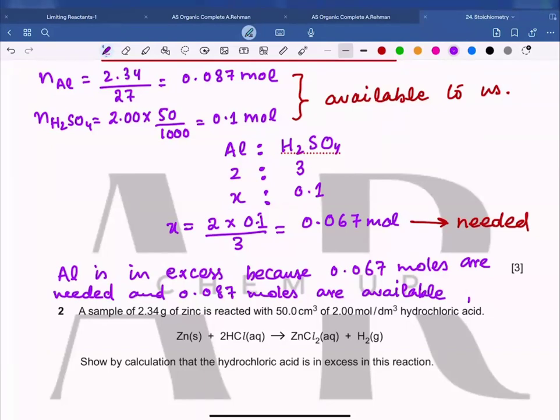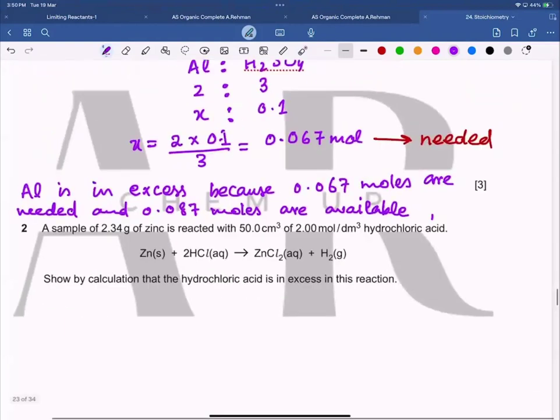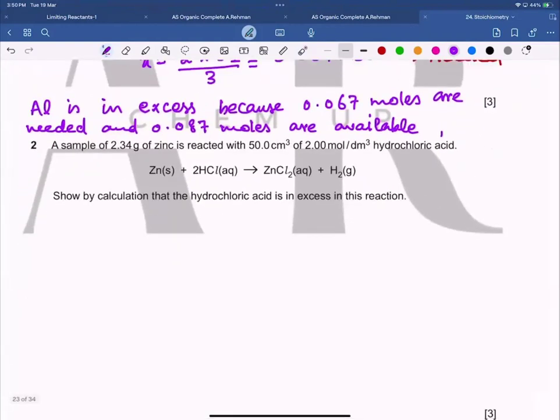Okay. Now, as they have asked you to show hydrochloric acid is in excess, first what you will do? You will find the moles of zinc, which is 2.34 divided by 65. What is the answer? 0.036. Then we will find the moles of HCl, which is its concentration times volume divided by 1000. So I think you will get 0.1.